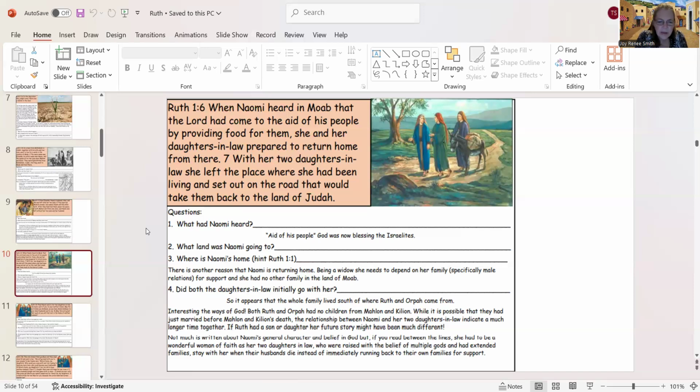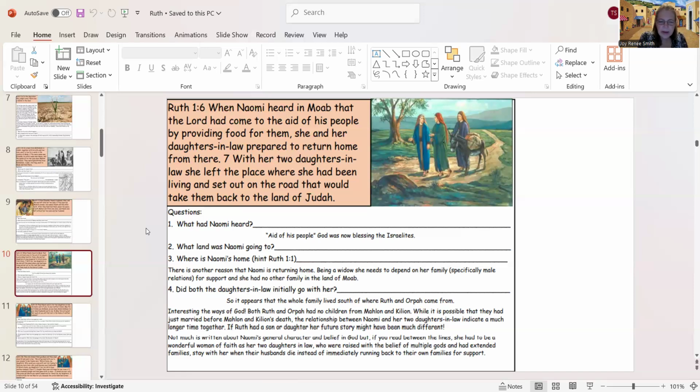Interesting, the ways of God. Both Ruth and Orpah had no children from Mahlon and Kilion. While it is possible that they had just married before Mahlon and Kilion's death, the relationship between Naomi and her 2 daughters-in-law indicates a much longer time together. If Ruth had a son or daughter, her future story might have been much different.